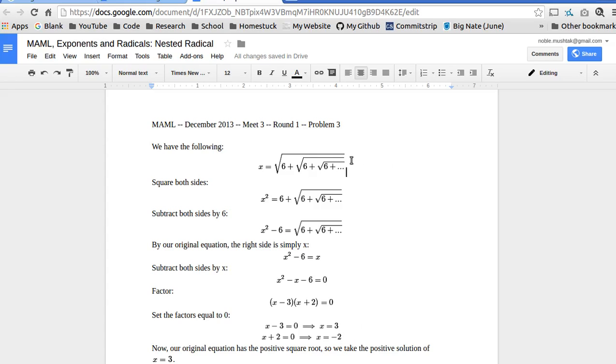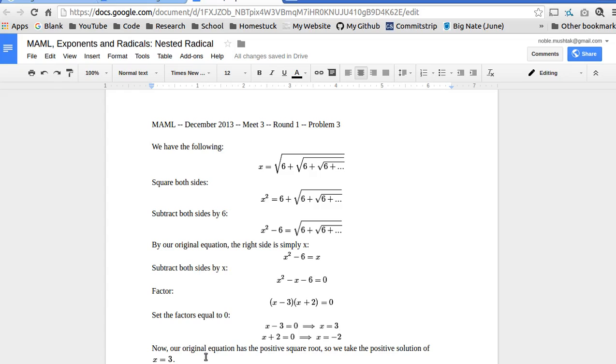Because above here, whenever you see a square root and there's no negative sign, that means it's positive. It's the principal square root. So here, it's positive. So that means we take the positive solution, x equals 3. And then we're done.